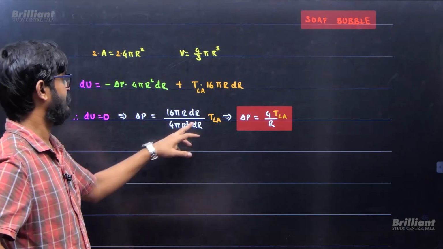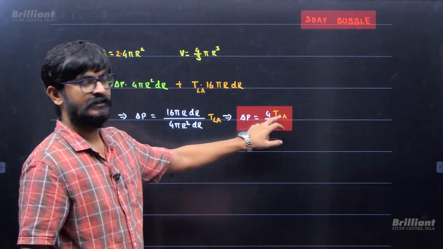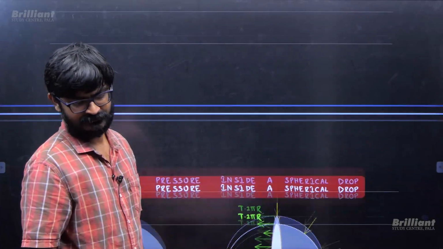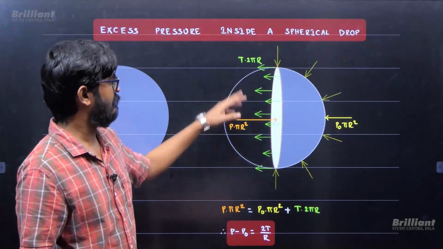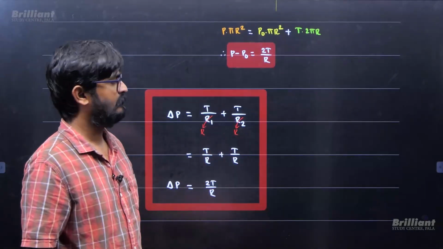If you make that one 0, then you will get the pressure difference as 4T by R. What is that T? The T is between liquid and air. So this is the formal derivation with the force method, which you people will already be knowing.